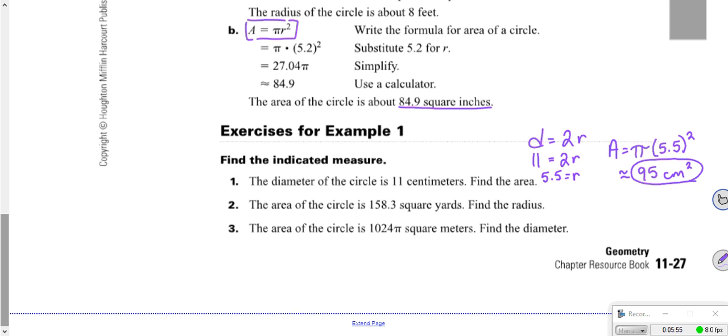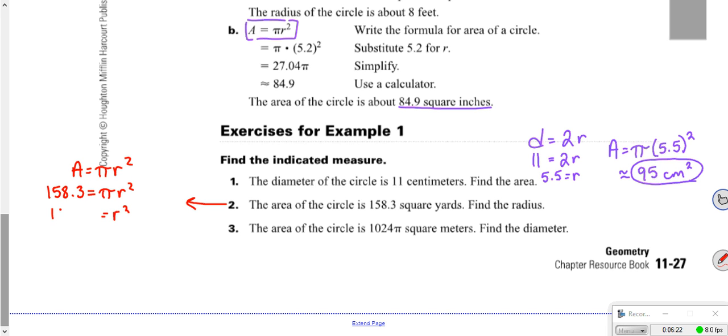Okay, number 2, the area of the circle is 158 3/10 square yards. Find the radius. Okay, so let's go out here to the left. Again, remember area is pi r squared. So we are substituting in the 158.3. Okay, we're supposed to find the radius.